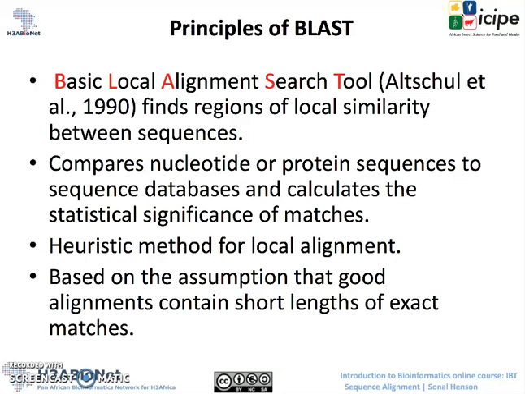BLAST compares nucleotide or protein sequences to sequences in a database and calculates the statistical significance of matches. Using a heuristic method, BLAST finds similar sequences not by comparing either sequence in its entirety, but rather by locating short matches between the two sequences, working on the assumption that good alignments contain short lengths of exact matches.